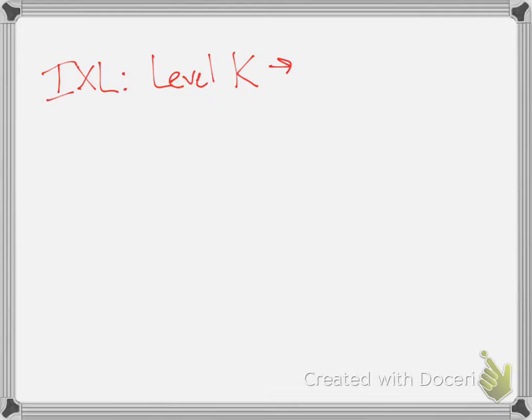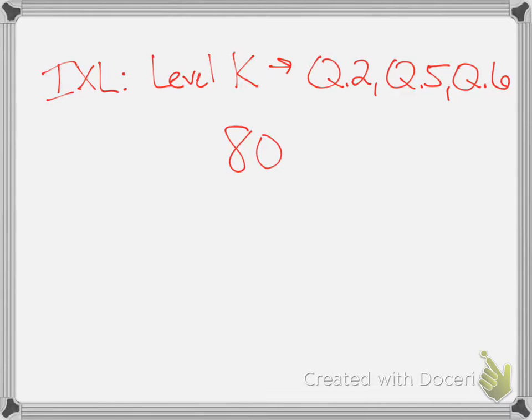So, the 3 topics I'm going to give you in level K are going to be Q2, Q5, and Q6. Just like always, your target score is 80. If you get to an 80 or above, you'll get 8 out of 8.